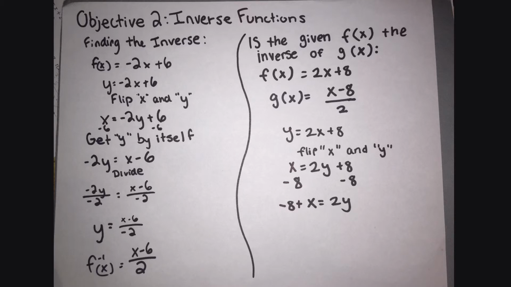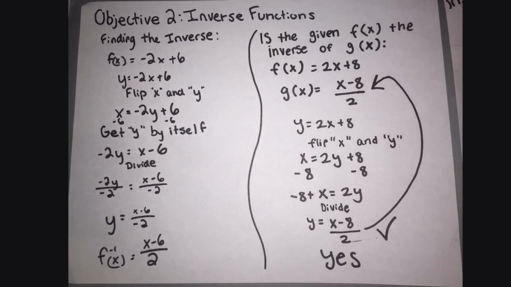After that, you will get the equation x equals 2y plus 8. You want to get 2y by itself. In order to do that, you must subtract 8 from both sides, giving negative 8 plus x equals 2y. So, what do we do now? We must get y by itself. So, divide by 2 on both sides. So now you have successfully isolated y, which equals x minus 8 divided by 2.